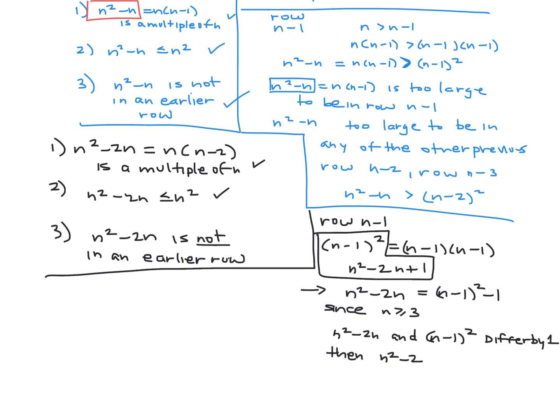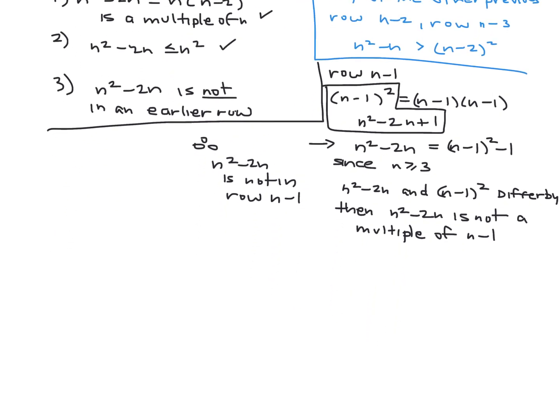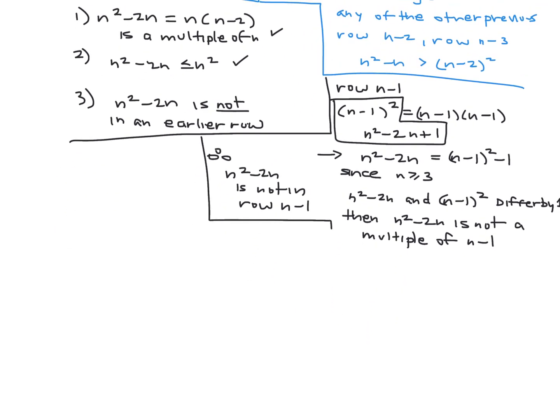And if they differ by 1, then n squared minus 2n is not a multiple of n minus 1. Therefore n squared minus 2n is not in row n minus 1. Okay, but we've only shown this for row n minus 1. There's n minus 2, n minus 3. There's got to be a faster way, right? You can't do this one row at a time.